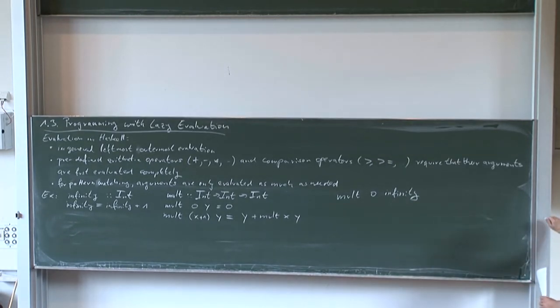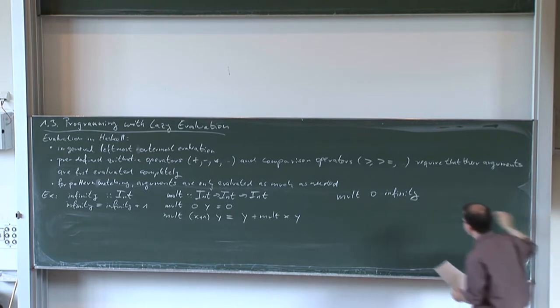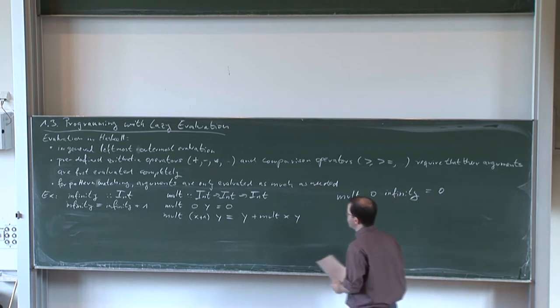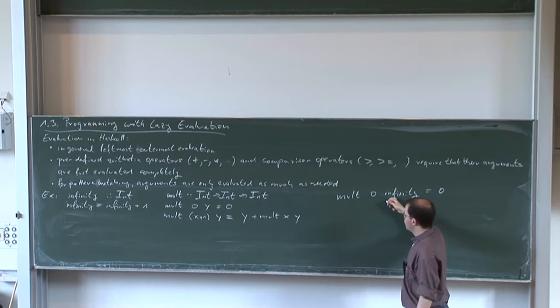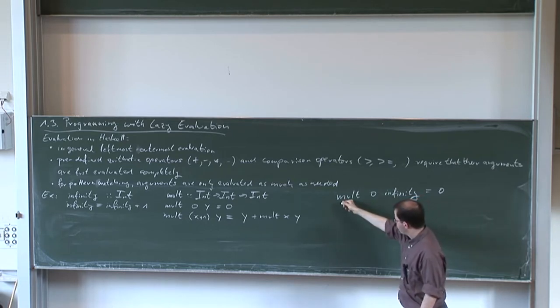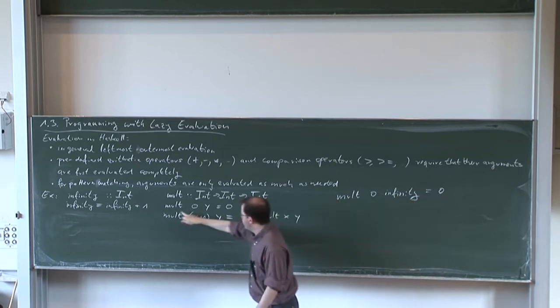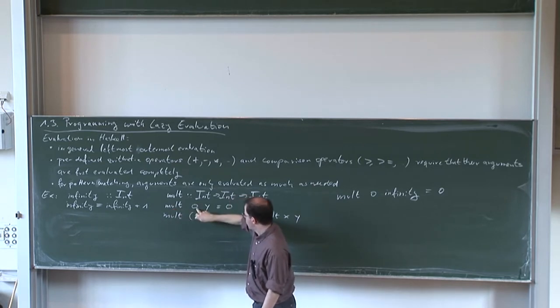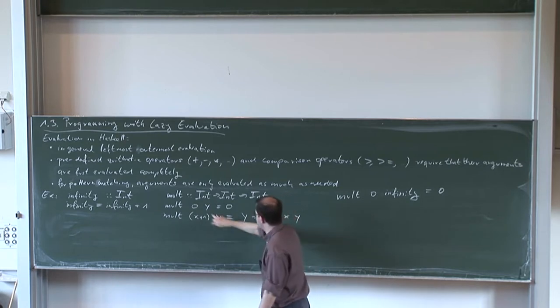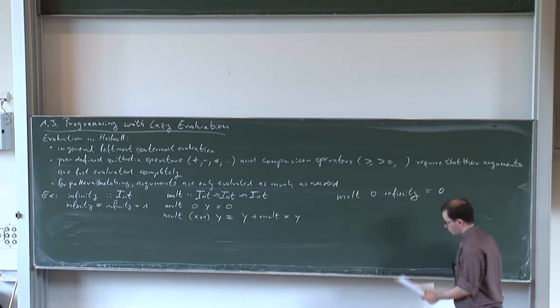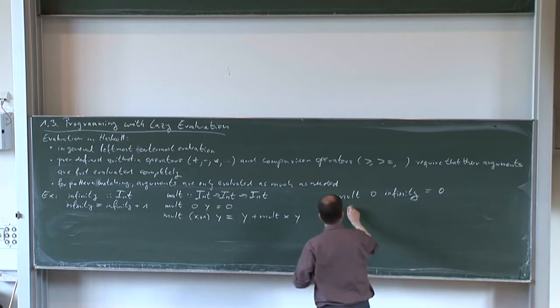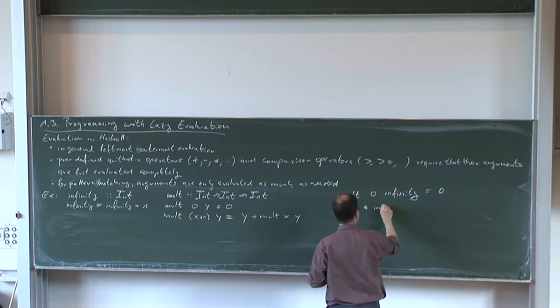Now, what happens if we evaluate this in Haskell? This is 0 because we do outermost evaluation, which means we don't start with evaluating infinity, but we start with evaluating mult. And then for pattern matching, we see that in order to make this first pattern match, there's no need to evaluate infinity because here we have y, and we can instantiate y with infinity, and then we get the result 0.